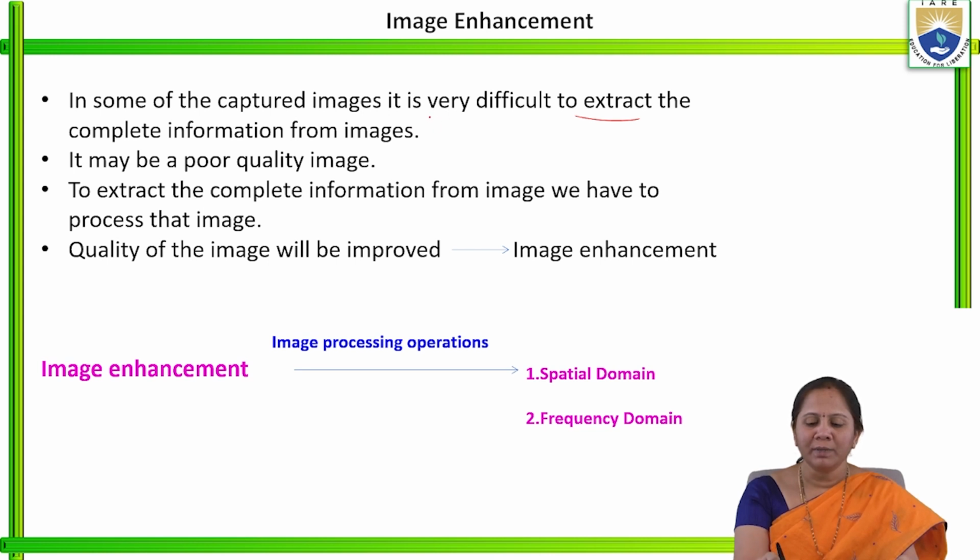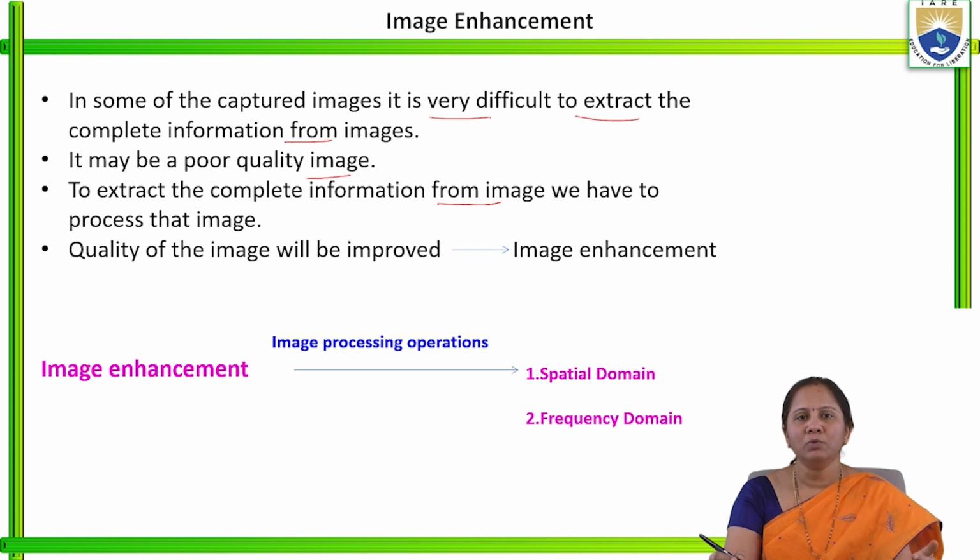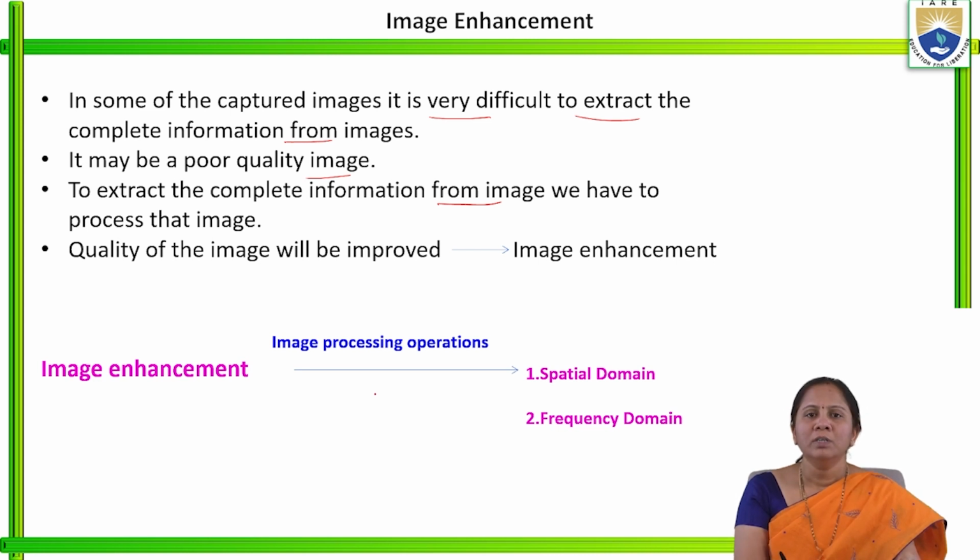In some of the captured images, it is very difficult to extract the complete information because the image may consist of some noise, or the captured images may be blurred. So it may be a poor quality image. To extract the complete information from the image, we have to process that particular image. Processing that image means we have to apply some transform, or some operator, on that image. This entire process is called image enhancement. So improving the quality of the image by applying some transformation is called image enhancement.